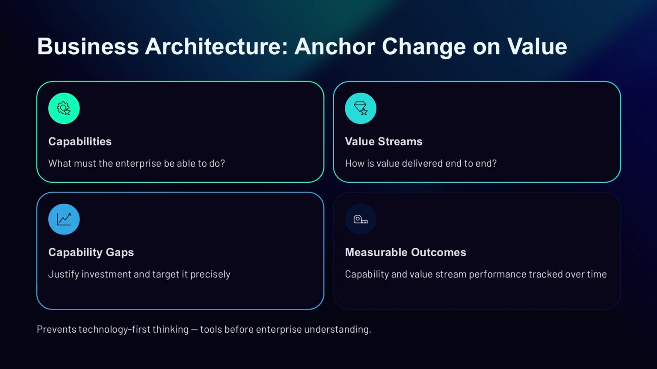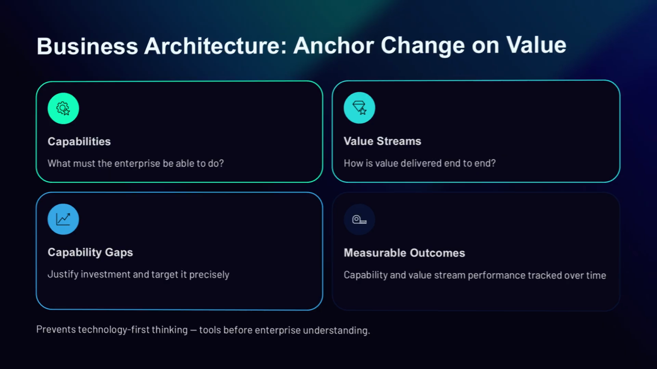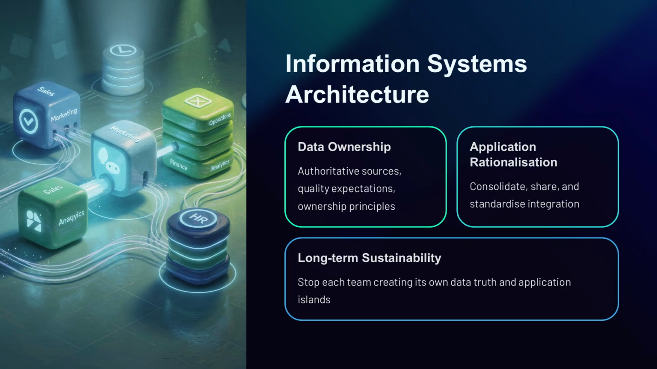By clarifying capability gaps and value stream friction, you can justify why investment is needed and where it should be targeted. This is also where you set the stage for measurable outcomes, because capability improvements and value stream performance can be tracked over time. With business direction anchored, you move to information systems architecture thinking, so you can guide data and application decisions in a way that supports the enterprise.